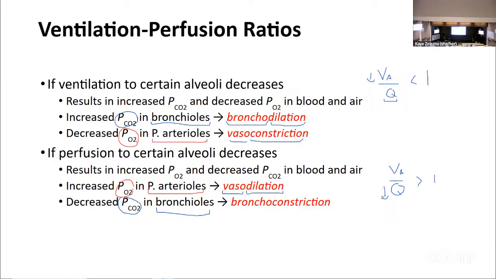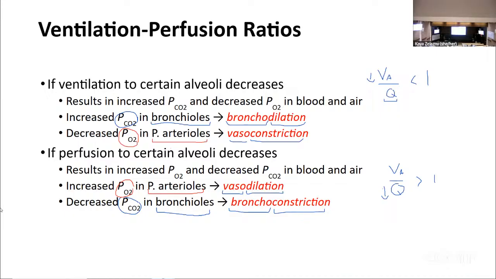And if we can't get around our perfusion issue, we might as well not send air to somewhere we don't have moving blood, right? So these decreasing carbon dioxide levels that we see are going to trigger bronchoconstriction as well. So bronchoconstriction is going to shut down those airways. So then we'll get back to 1 from the other side.